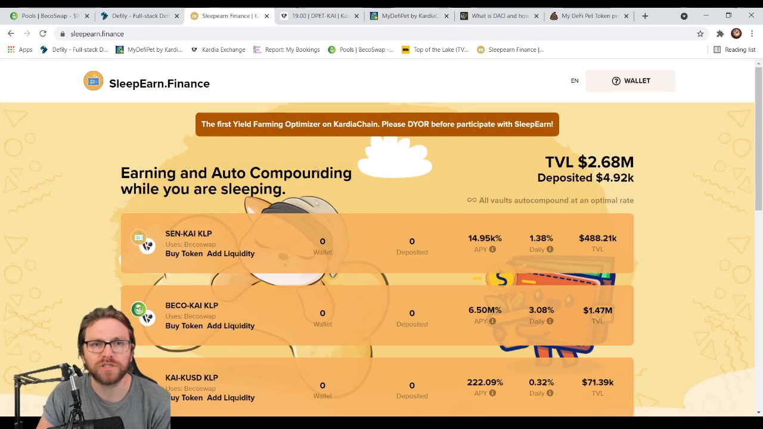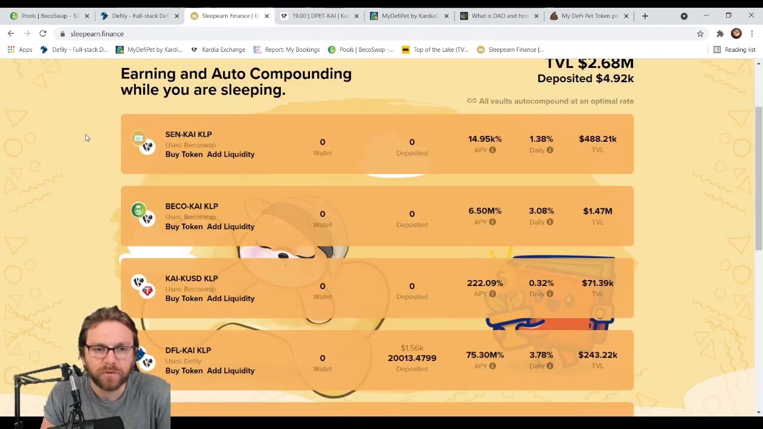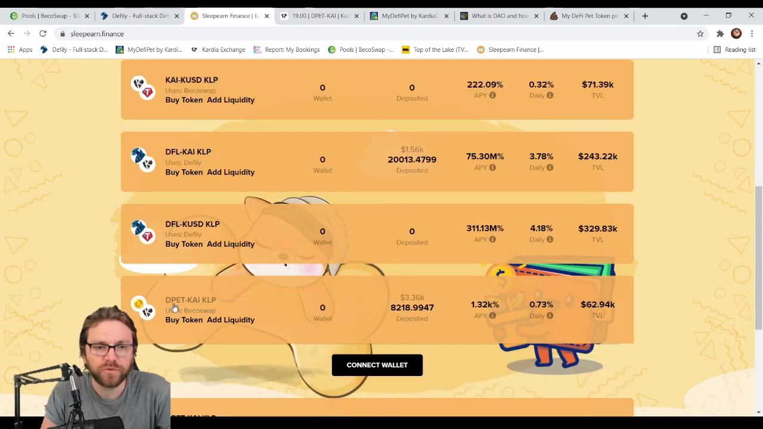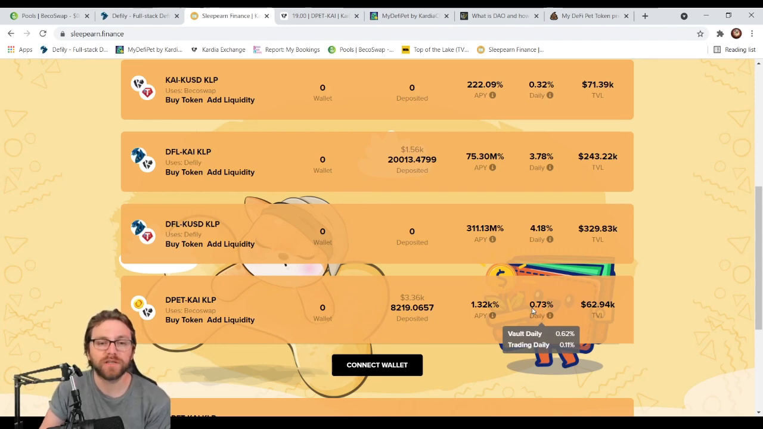But then we go for the highest one, which is a brand new site, sleepearn.finance. Now this is auto compounding, so you don't have to worry about harvesting and compounding, which is a way of increasing your returns. This does it automatically for you. So for this, you will need DPET Kai token. That token is tied to DPET Kai and the value of that. So you can transfer that into tokens, and from that you'll gain 0.73% daily, so almost twice as much as the highest one on DeFi, was it?